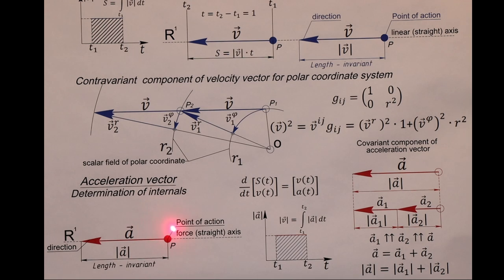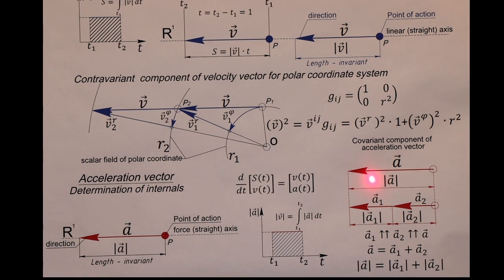The acceleration vector is the operator that acts on the velocity vector. It has a point of action too. The acceleration vector shows how quickly to change direction and invariant of the velocity vector. Of course, the acceleration vector can be represented in covariant components. But why is the acceleration vector a covector?